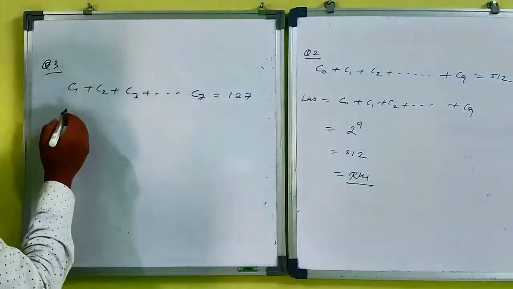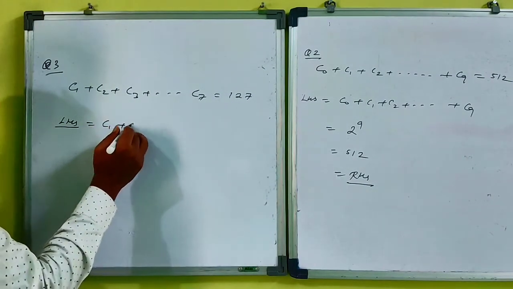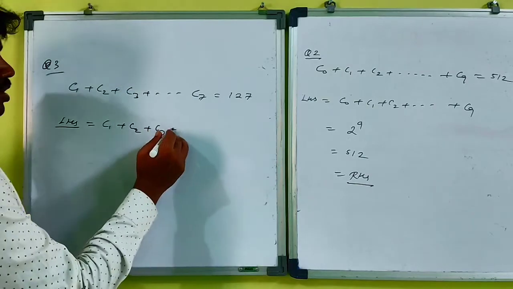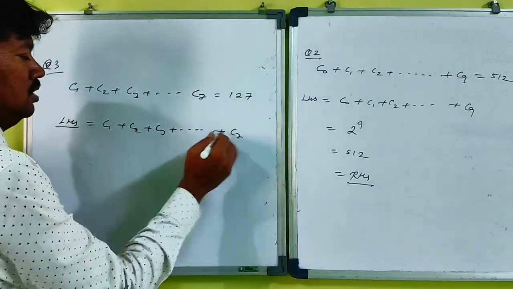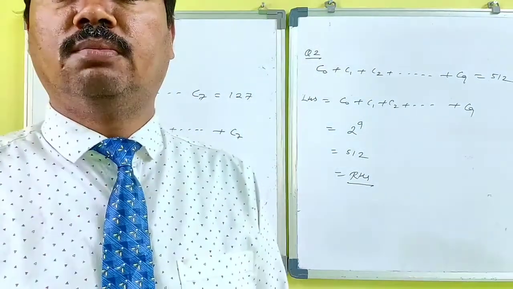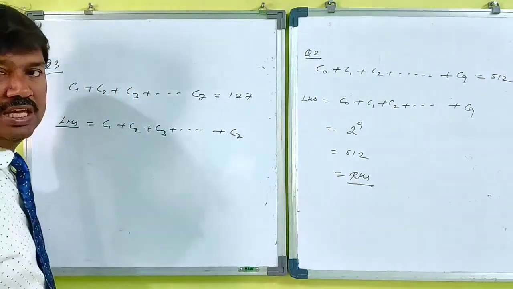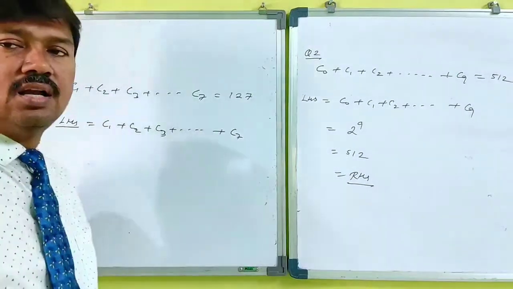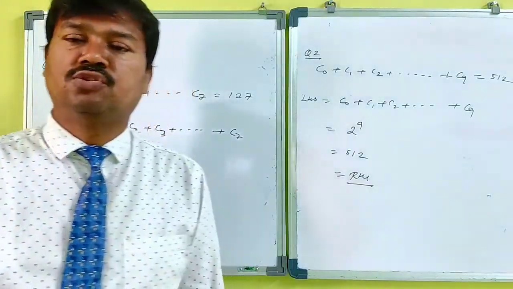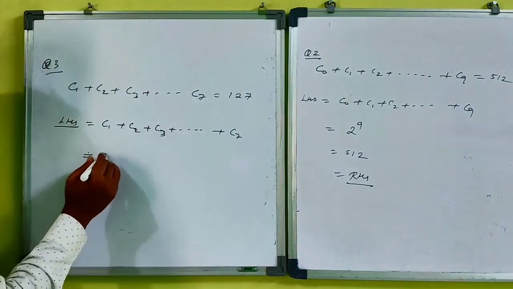If you look at this, let's just take C1, C2, C3 up to C7. Now, it is not started from C0. Remember that the formula is valid when it starts from C0 to Cn. Here this is not started from this one. So therefore, you have to add and subtract C0.